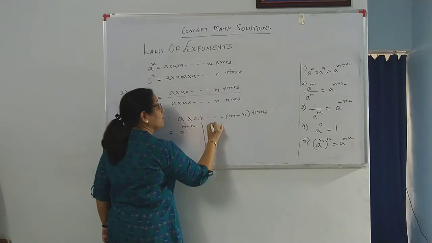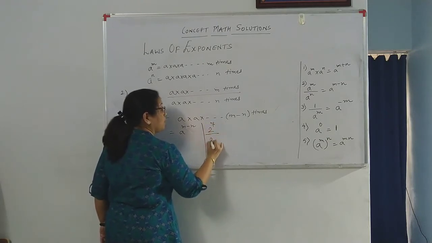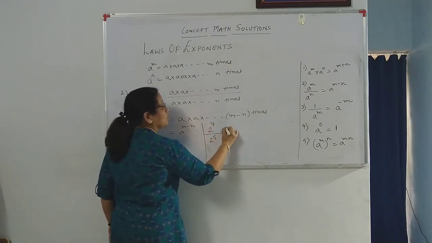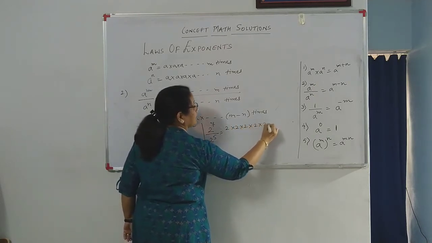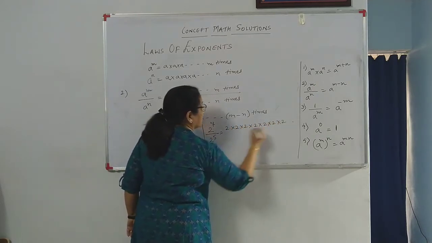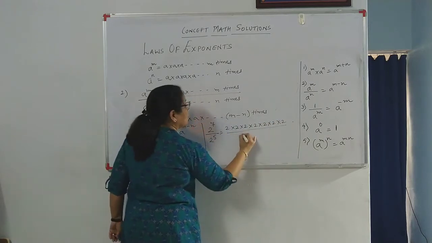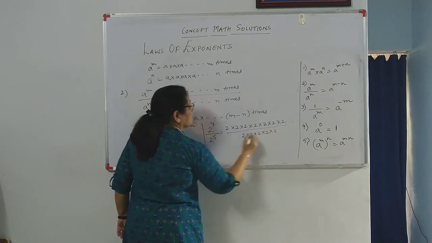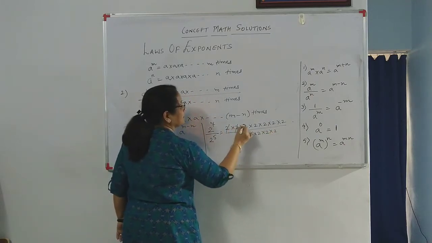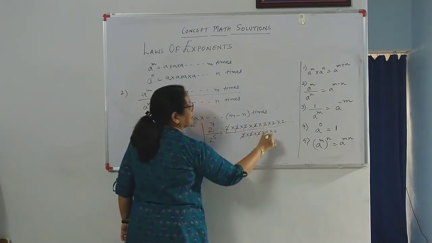If I have to support with an example, suppose I have 2 to the power 7 upon 2 to the power 5. 2 to the power 7 would be 2 into 2 into 2, 7 times. And then 2 to the power 5, 5 times 2 into 2. So this gets cancelled, 5 times 2 will get cancelled.